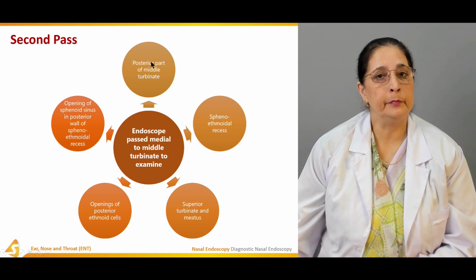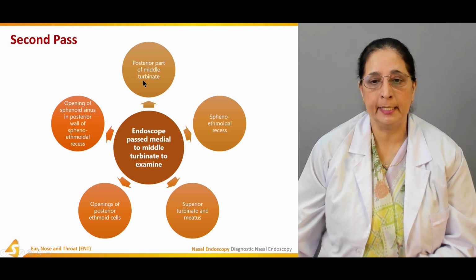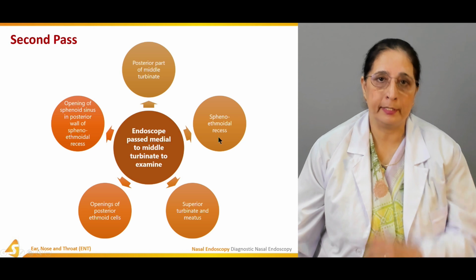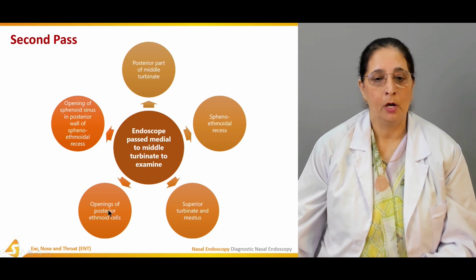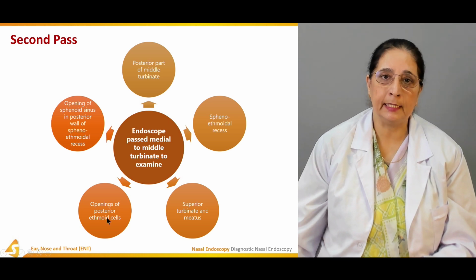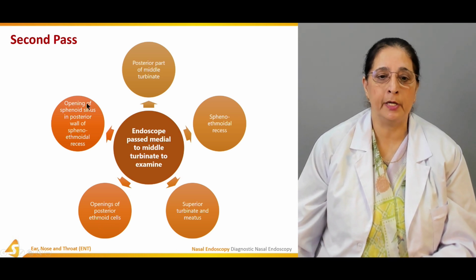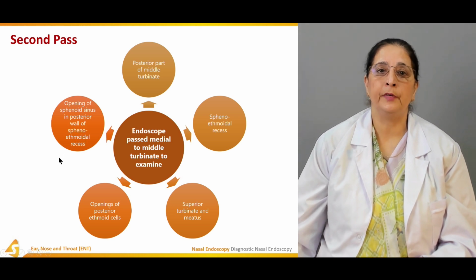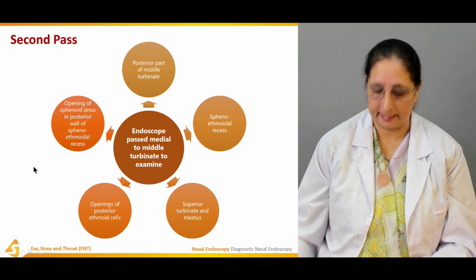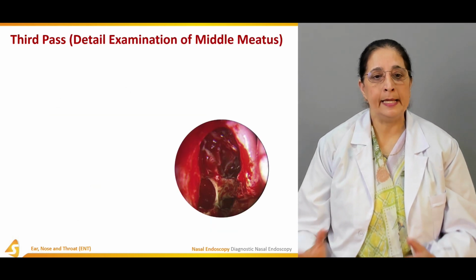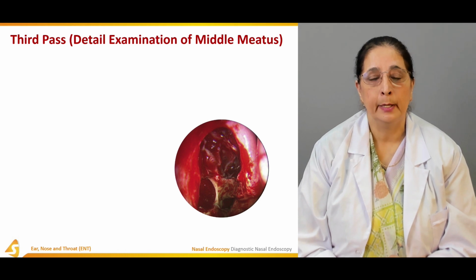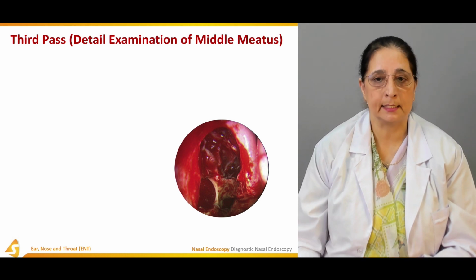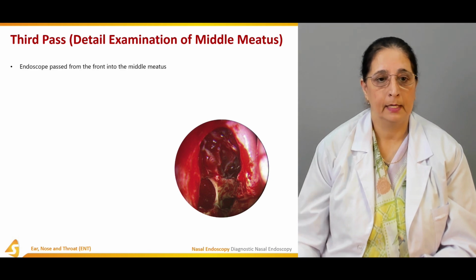So we examine posterior part of middle turbinate, sphenoethmoidal recess on top, superior turbinate and meatus, opening of posterior ethmoid cells and opening of sphenoid sinus in posterior wall of sphenoethmoidal recess. Next, the third pass, which is detailed examination of the middle meatus.